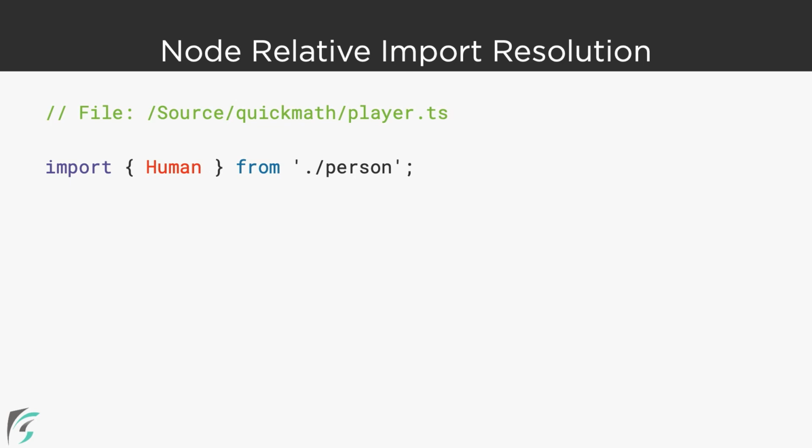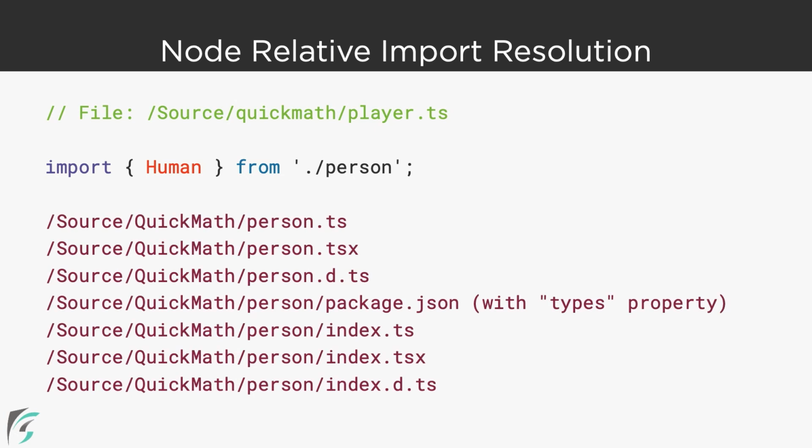Now let us look at using the node resolution strategy with relative references. I'm using the same example import statement. TypeScript will first look for the person module in the current directory with one of the three valid TypeScript file extensions. The .tsx files are the TypeScript equivalent of the JavaScript JSX files used with popular frameworks like React. If those files don't exist, then the compiler will check for a file named package.json in a directory named after the module. If that file exists and has a types property in it, that directs the compiler to the correct file. Then that file will be used. Otherwise, the compiler will look in a directory named after the module.